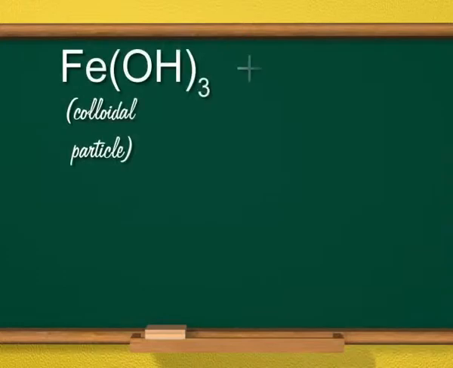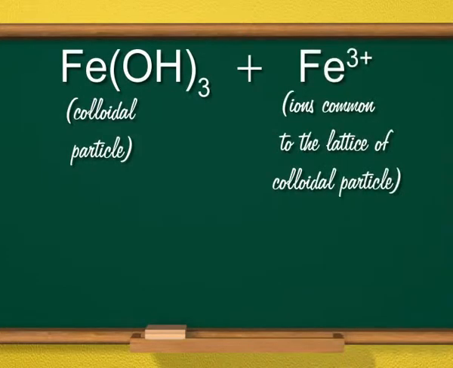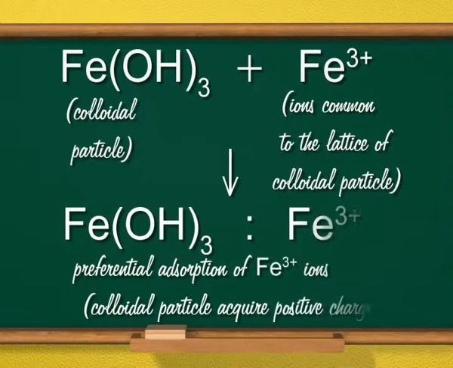For example, when a ferric hydroxide sol is prepared by the hydrolysis of ferric chloride in warm water, the colloidal particles of Fe(OH)3 formed have a tendency to adsorb preferentially the ferric ions present in the solution. This is because ferric ions are common to the lattice of Fe(OH)3 particle. The ferric ions thus adsorbed impart positive charge to the colloidal particles present in the sol. Have a look at the equation on the screen.